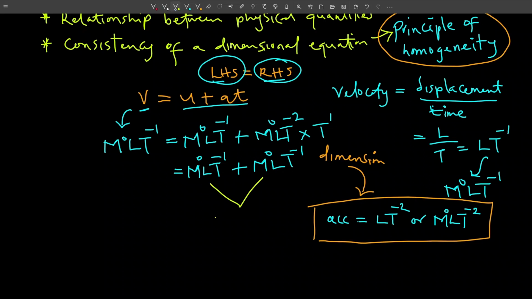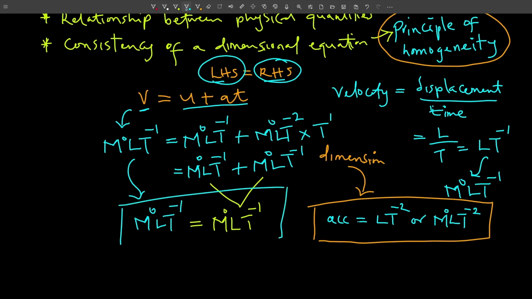It's going to give you the same thing, which is what? M raised by 0, L T raised by minus 1. Do you understand? And what is the left-hand side? We still have this, which is M raised by 0, L T raised by minus 1. And what do you notice? You can see that the left-hand side is equal to the right-hand side. That's what I mean by consistency.